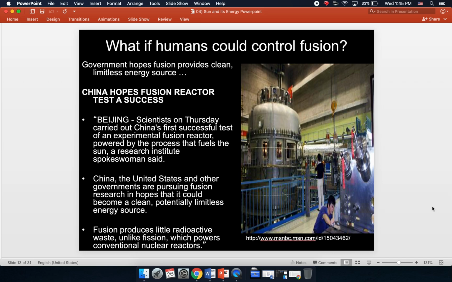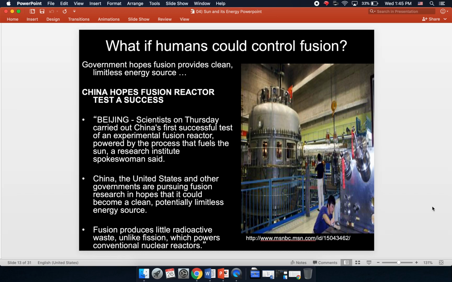So fusion happens under extreme conditions, and so we're having to try to develop ways to maintain and contain the reactions so we can use them for our energy needs. Okay. China, the United States, other governments are pursuing fusion research in hopes that it could become a clean, potentially limitless energy source.